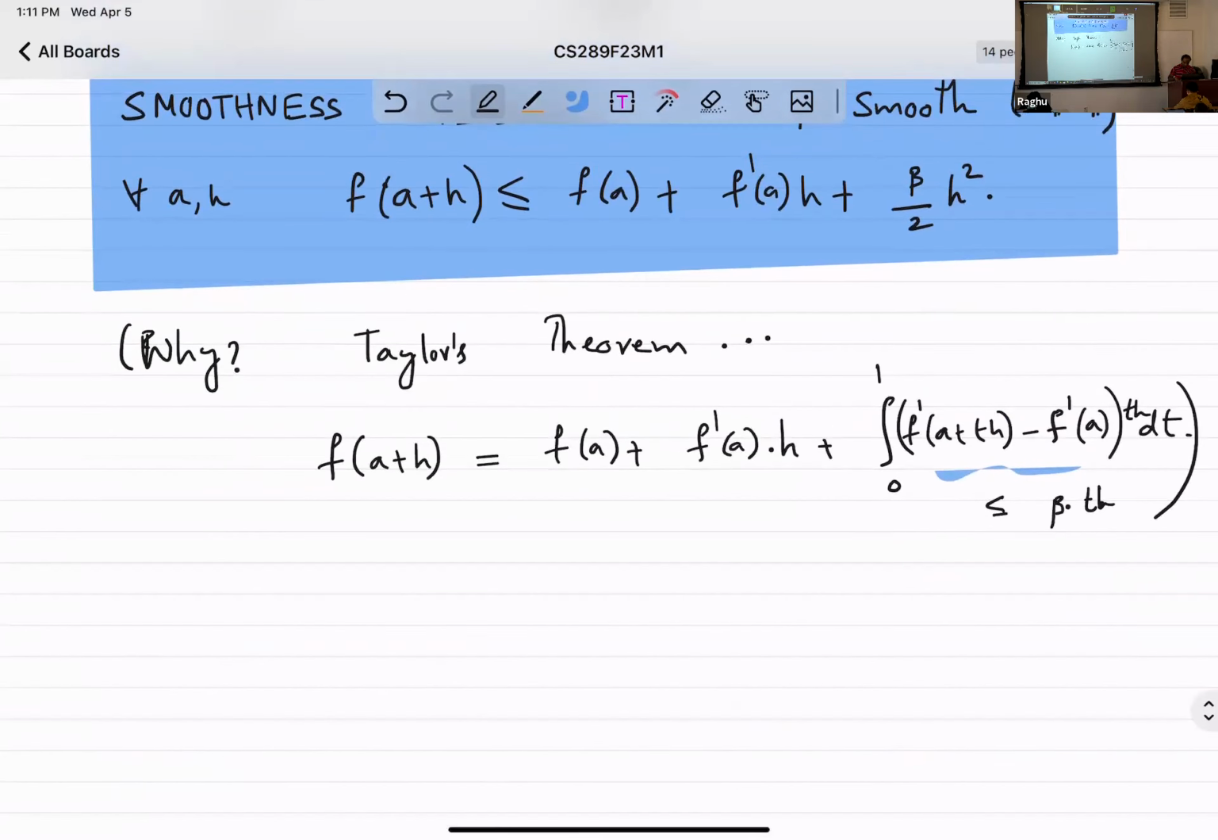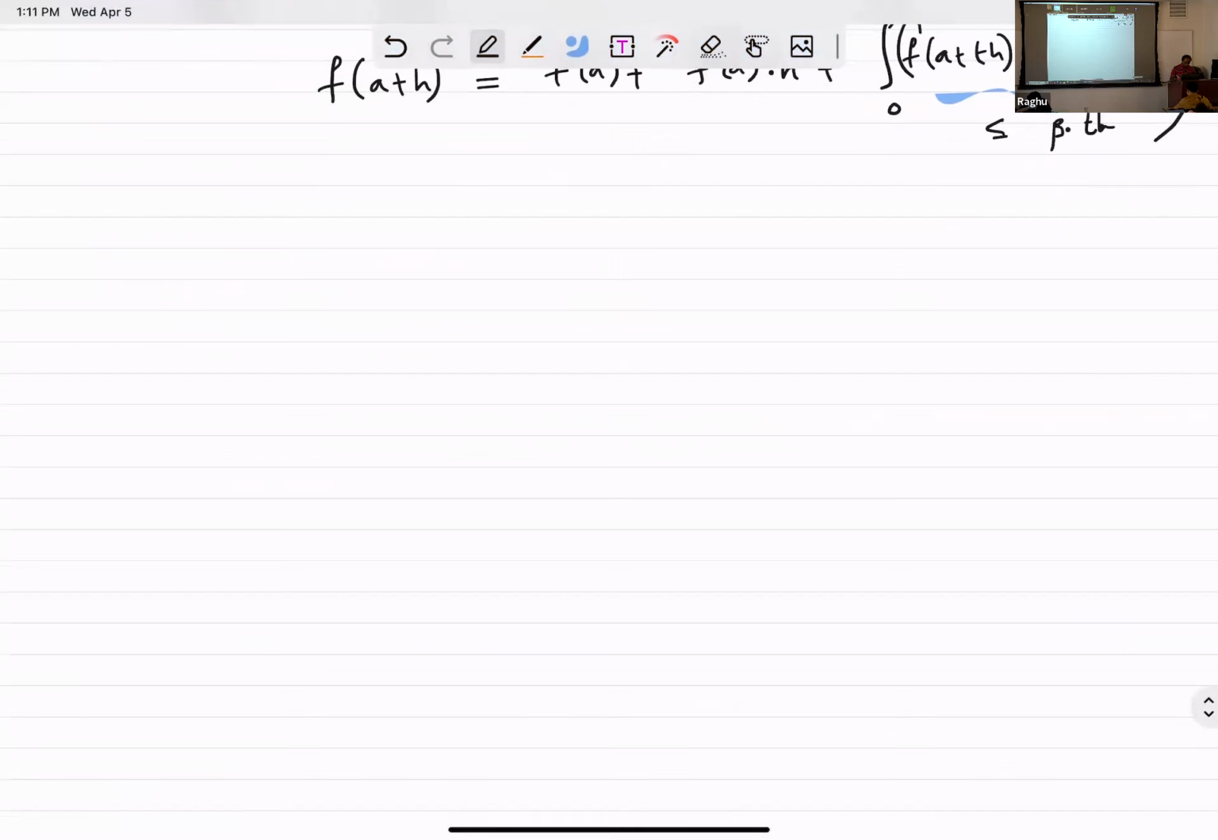Now that we have the smoothness upper bound, let's see what it tells us about gradient descent. Let's look at our equation. What is gradient descent? You go from your current iterate xi to xi minus some step size times the gradient.